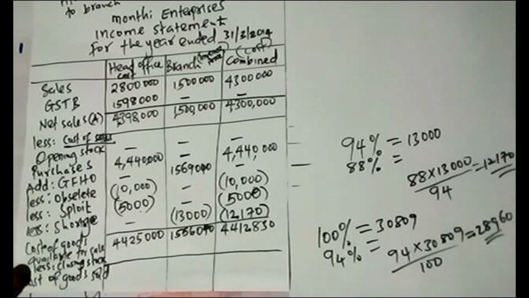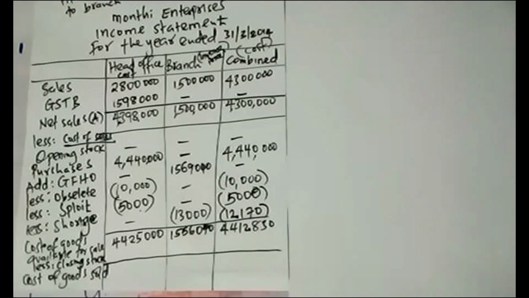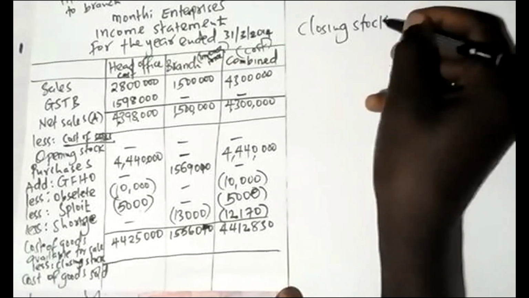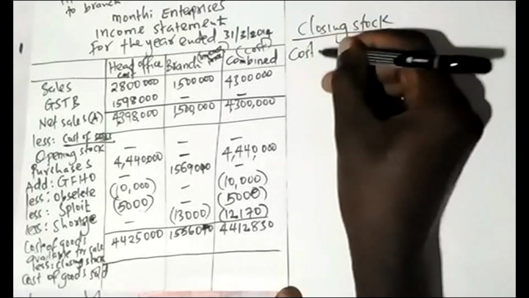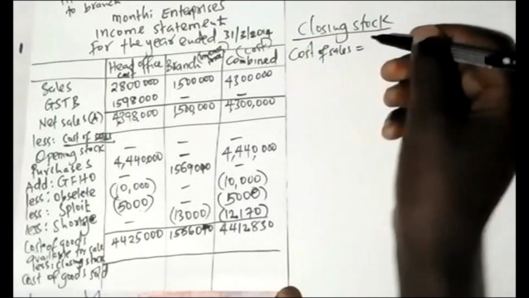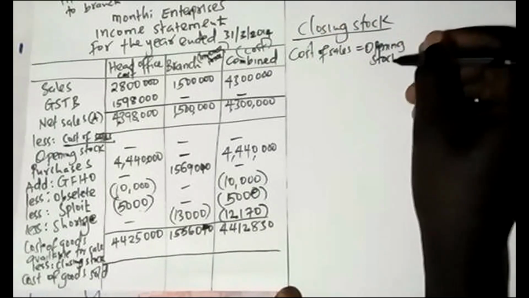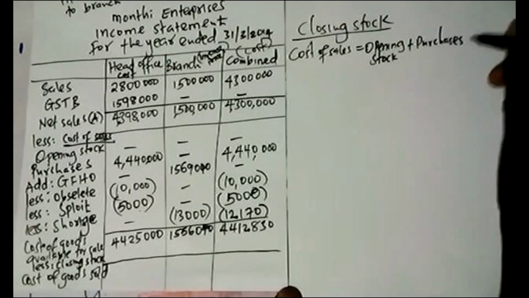So cost of goods sold. So let us do now the element of closing stock. So when we talk about closing stock, what you are supposed to do under closing stock, you know that cost of sales is equals to opening stock plus purchases minus closing stock.